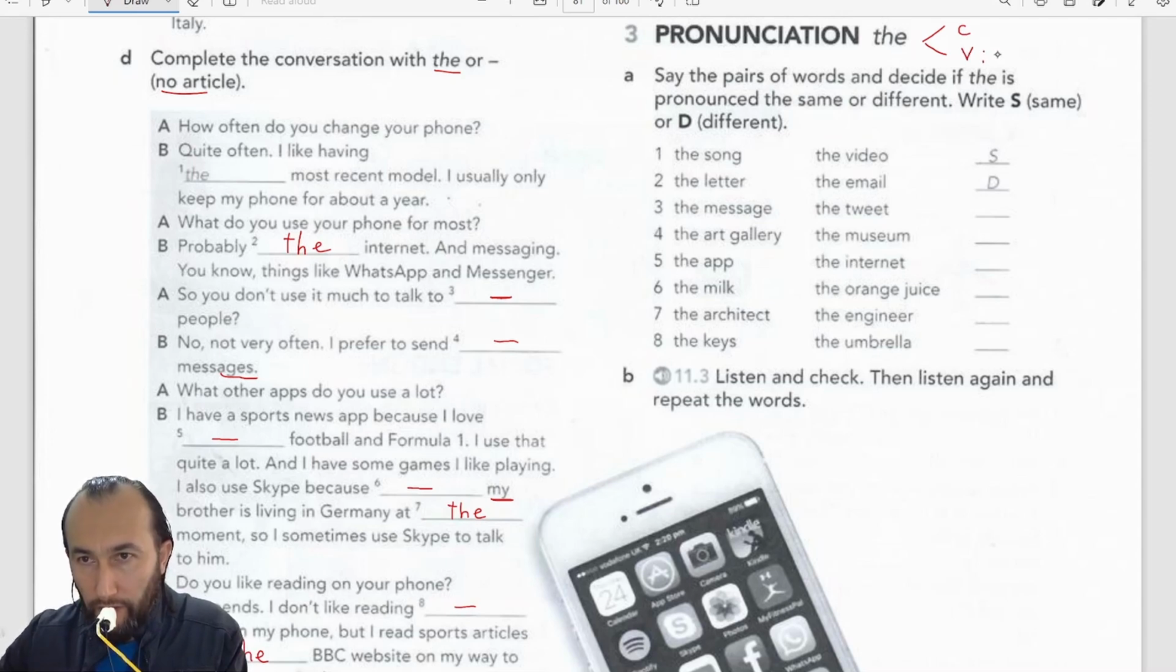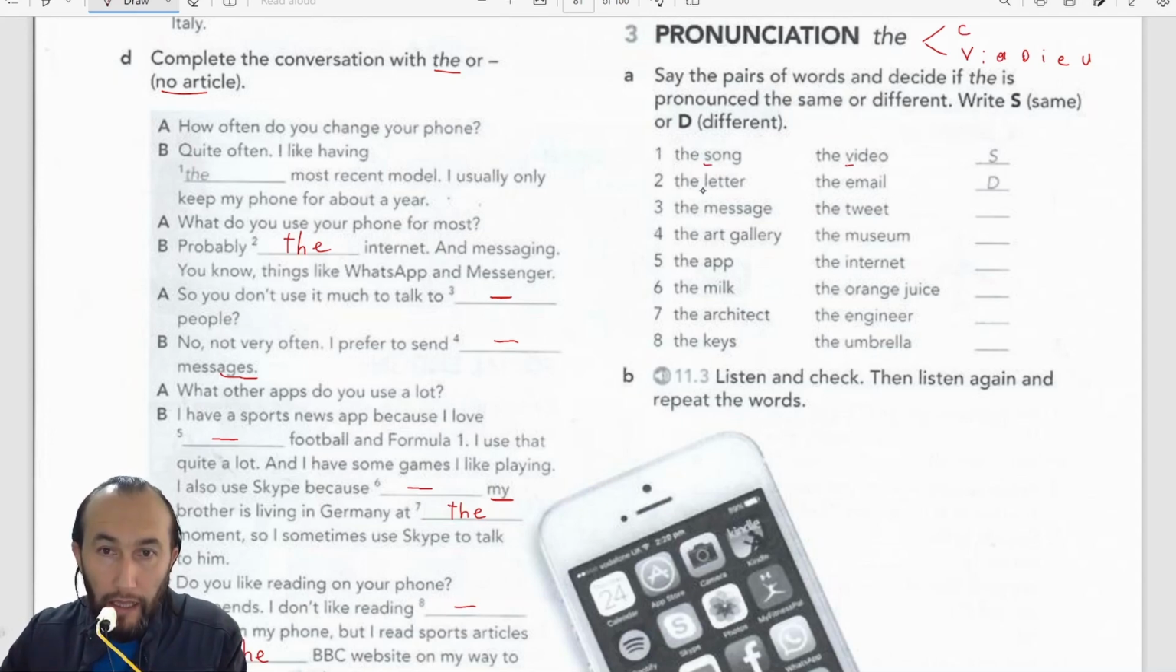Vowel letters, there are 5 of them: A, O, I, E, and U. If the article comes before a word that starts with a vowel sound, we have to say thee. But if it's before a consonant, we say thuh. For example, here, the song, the video, same, because V and S are consonants, so no problem. Both of them, we say the song and the video.